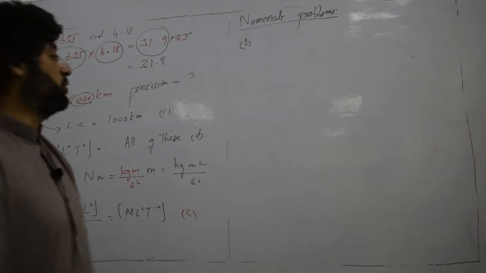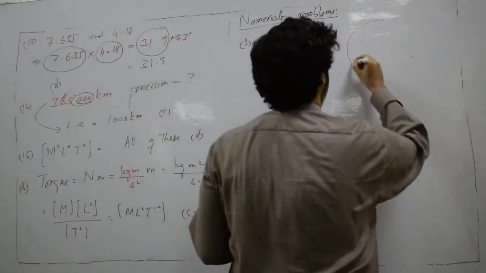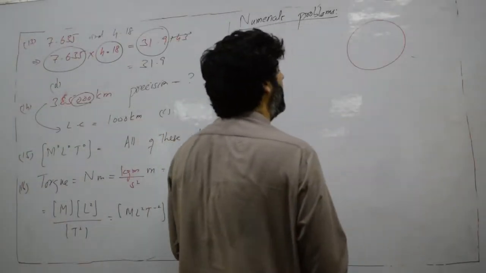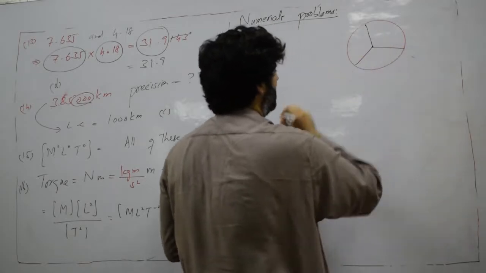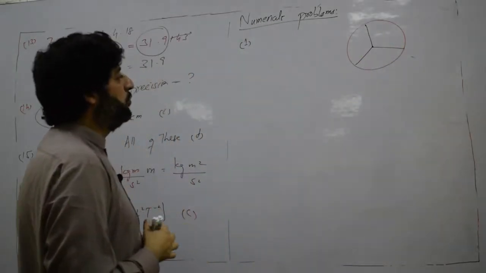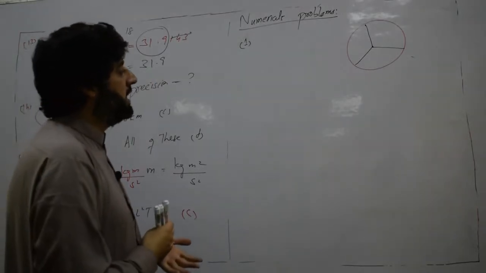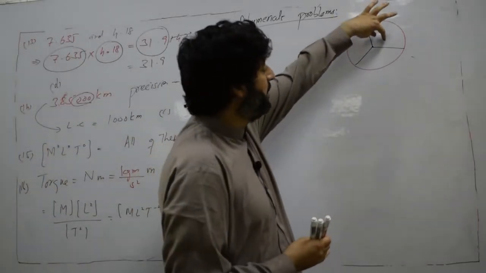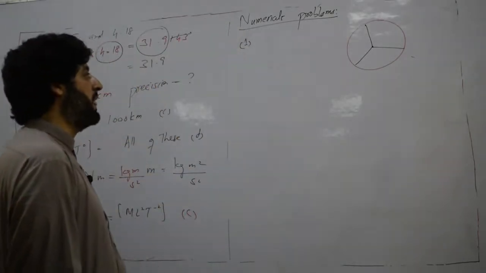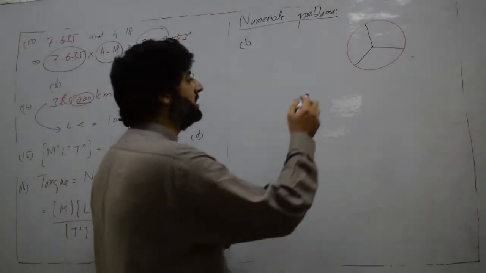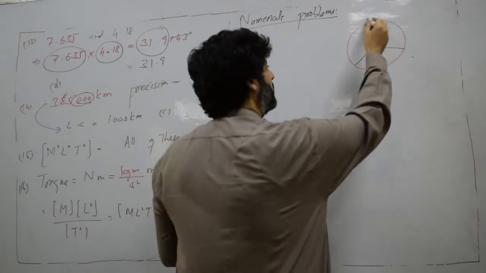Okay. So suppose we have a circular pizza. We have to divide this pizza into 3 equal parts. So we have to measure the angle made in the one piece and the remaining pieces of the pizza. Okay. So if we study this pizza, it is circular.